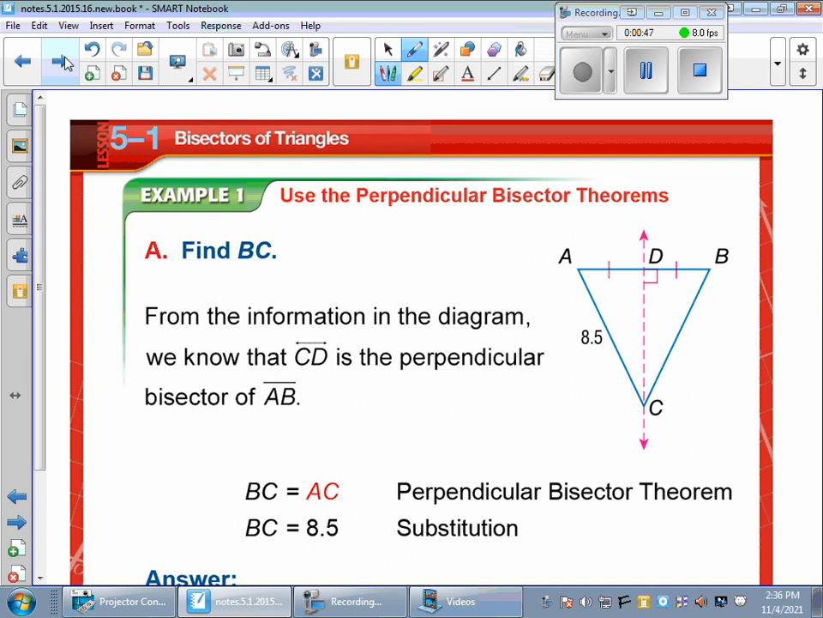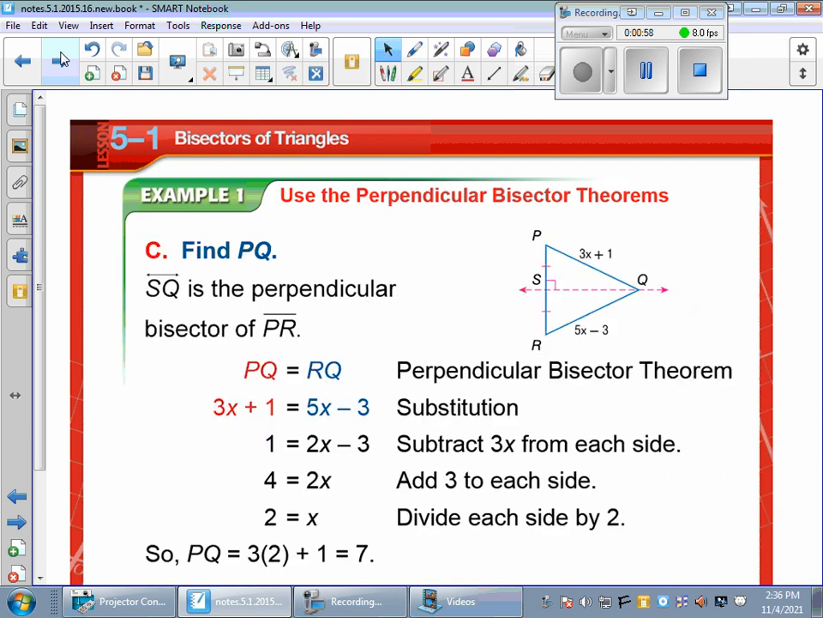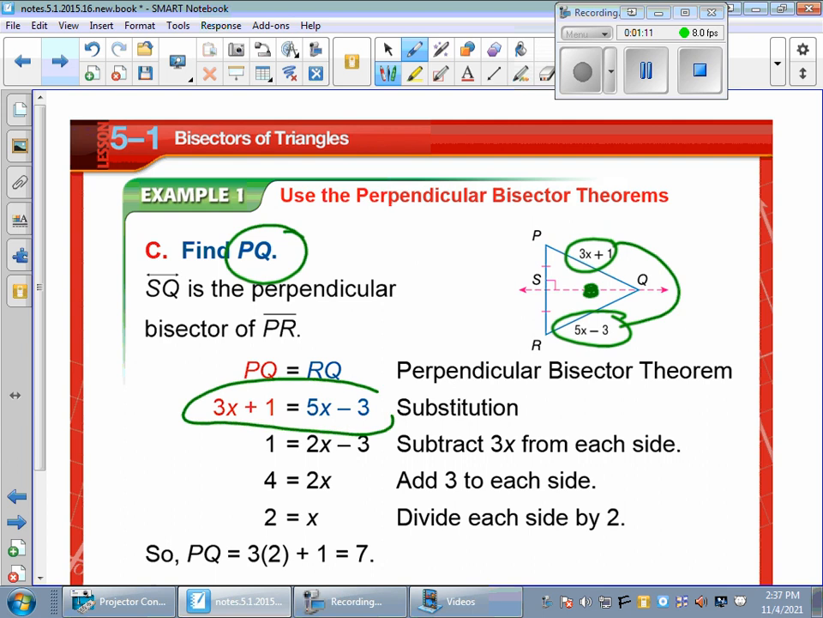So it says find BC. Here's BC. So we have that this right here is a perpendicular bisector, so this equals that. Final answer is 8.5. This one right here where it says find PQ, we want to know what this is here. Well, again, here's your perpendicular bisector, this line right here. So now we set this equal to that. Set those two equal to each other right here. You solve for x, x is 2. Plug it in for PQ, and you find that your final answer is 7.